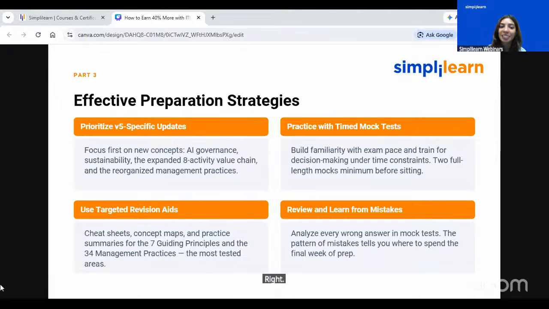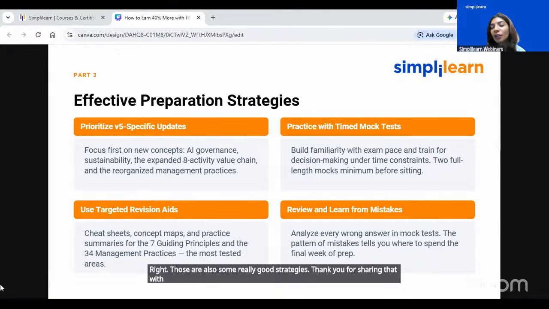Those are also some really good strategies. Thank you for sharing that, Vipin. And one thing, you have trained so many professionals already. So what are some of the common pitfalls that you see students make? Some of the mistakes they can actually avoid while preparing?